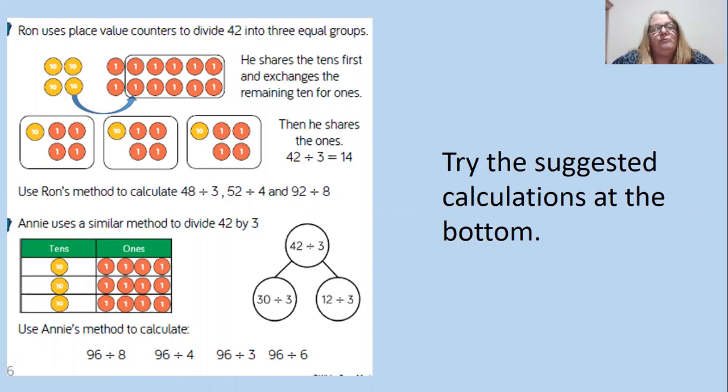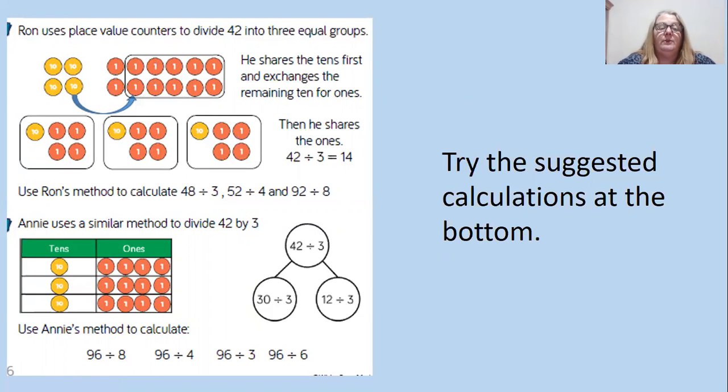So if you look here, it says Ron has used them to divide 42 into 3 equal groups. So over here, he's got his 40 and his 2. So he's put a 10 in here, a 10 in here, and a 10 in here, and that left him with 1 10. This 1 10 he has exchanged into 10 1s, and he's then divided all of the 1s into those 3 groups, and it ended up with 14 in each group. So 42 divided by 3 equals 14.